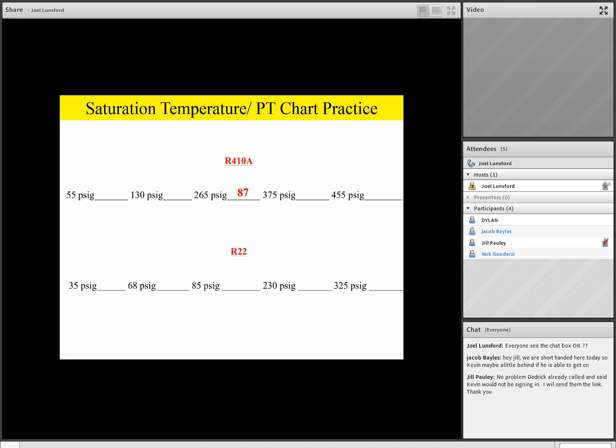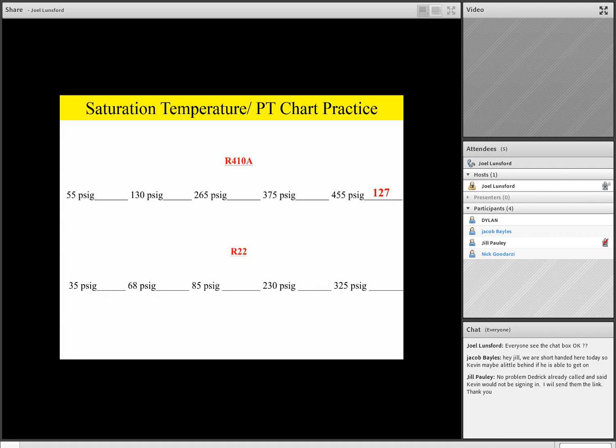So let's do another one at 375 PSIG. At what temperature is the hot gas turning back into a liquid in the condenser coil? Anybody? 112. Excellent. And how about at 455 pounds of pressure, at what temperature are we changing that hot gas back into a liquid in the condenser coil? 127. Perfect. Excellent. Any questions or comments on that so far before we do a couple of R22 practice sessions as well? Is everybody good? Yep.